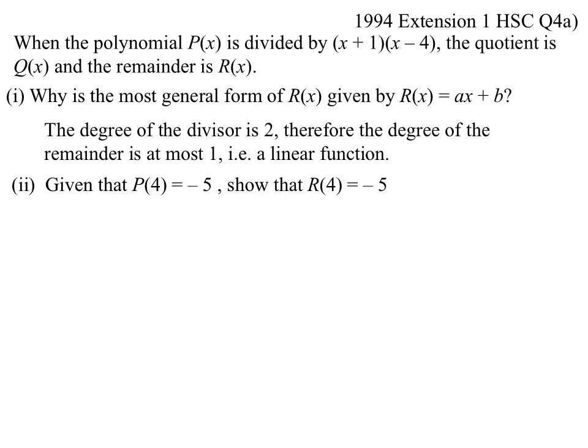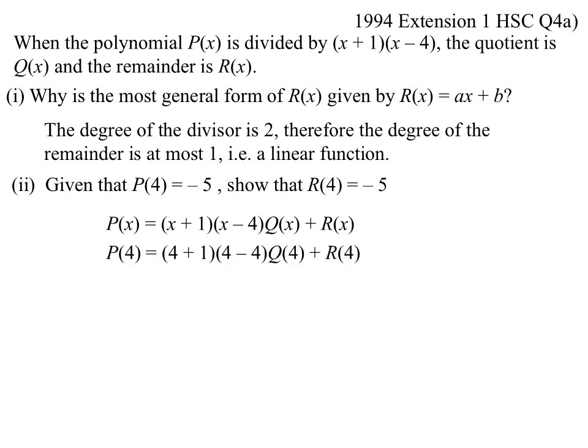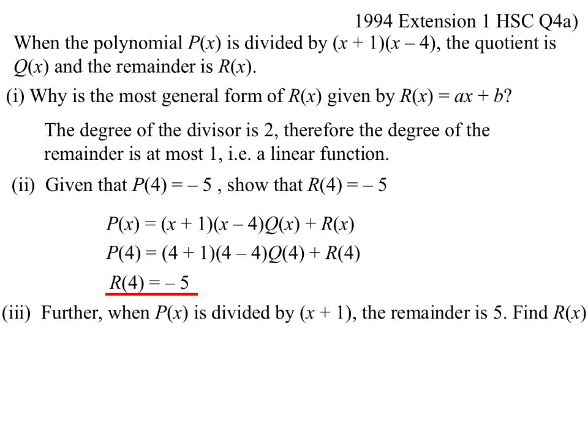Alright, given that P(4) is equal to negative 5, show that R(4) is negative 5. There's our algorithm. We're saying P(4), well, if I was to substitute that in, I would just get R(4). But we've been told P(4) is negative 5, so yes, R(4) is negative 5. Now when P(x) is divided by x plus 1, the remainder is 5. So now go and find what that remainder is. So R(4) is equal to negative 5. That's what we just worked out.